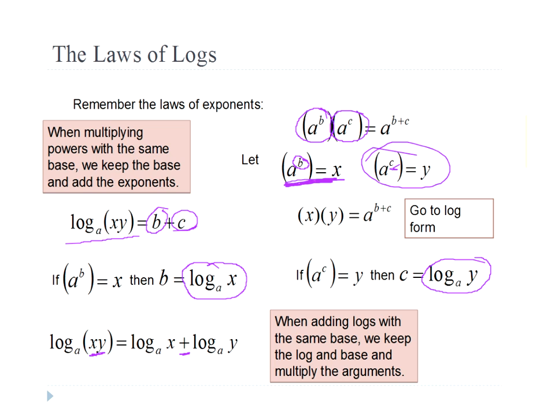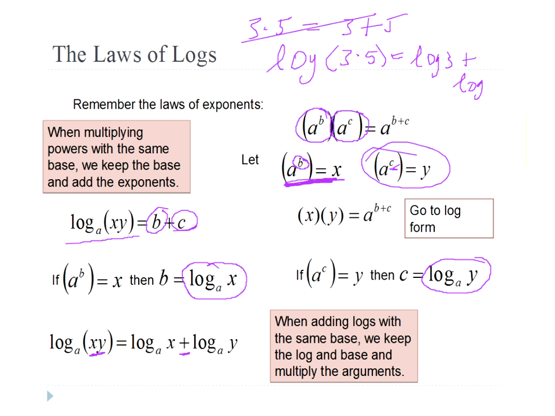Now it's not just the addition, you of course have to keep the log and the base. Otherwise we'd be saying something like this: 3 times 5, well that's 15, that doesn't equal 3 plus 5, that's ridiculous. But what we're saying here is log of 3 times 5 equals log 3 plus log 5. And you can test this out on your calculator. You can type in log 15 and see what that equals, and then type log 3 plus log 5, and you'll get the exact same answer.